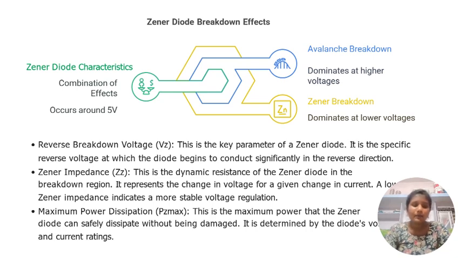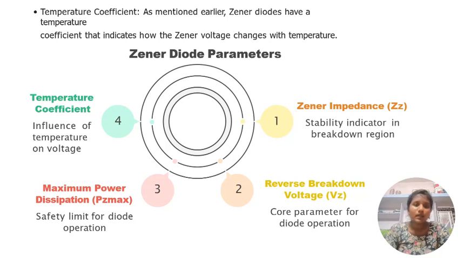Maximum power dissipation. This is the maximum power that the Zener diode can safely dissipate without being damaged. It is determined by the diode's voltage and current ratings. Temperature coefficient. As mentioned earlier, the Zener diode has a temperature coefficient that indicates how the Zener voltage changes with temperature.